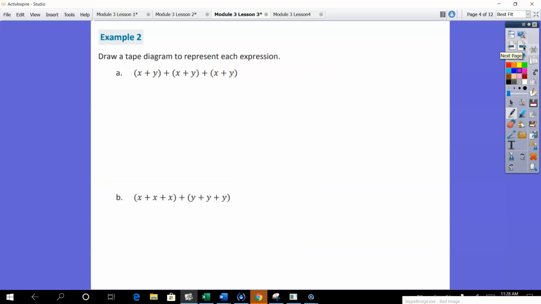Okay, in example 2, draw a tape diagram to represent each expression. Okay, so in the first one we have x, and then we have plus y. So we have x here plus y here. We don't know how much each is worth, so it does not matter what size it is. And then we would have another that we're adding to that, x and y.